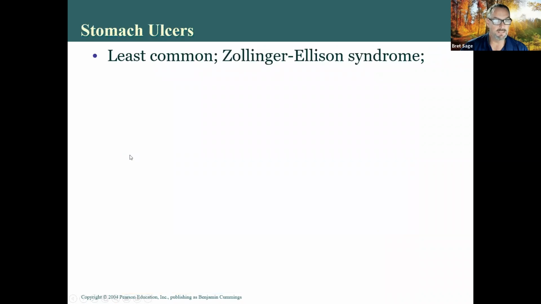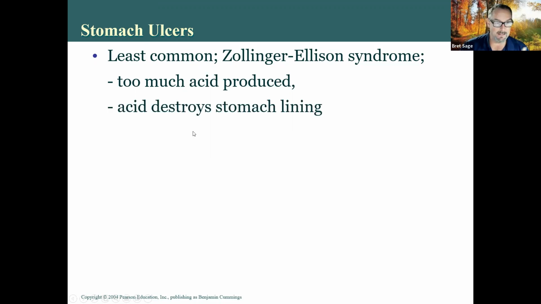Okay, stomach ulcers. The least common is the one that most people believe is the most common. It's called Zollinger-Ellison syndrome, and that is too much acid produced. Most people believe that the reason people get ulcers is they produce too much acid, and that it's due to stress. Not true completely, but in these cases, when way too much acid is produced, something like Tagamet or Zantac, an over-the-counter drug, can be used to reduce stomach acid production.